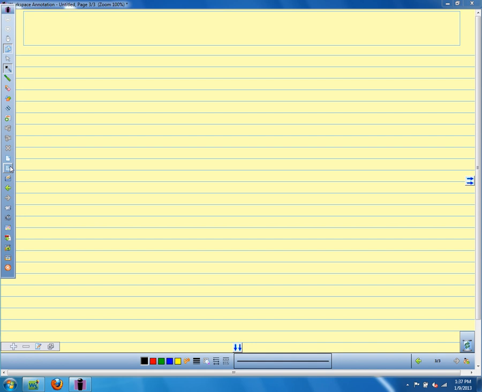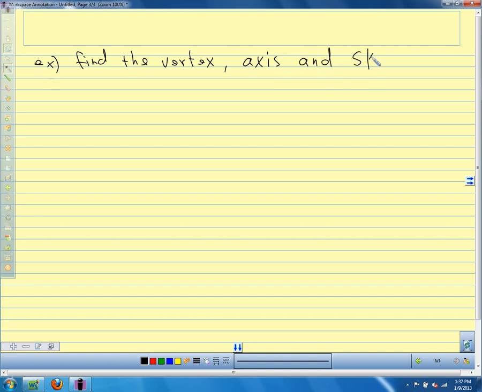So let's find the vertex. We're going to find the vertex, axis, and sketch the function f of x equals x squared minus 4x minus 2.